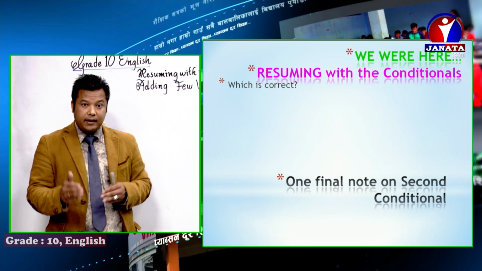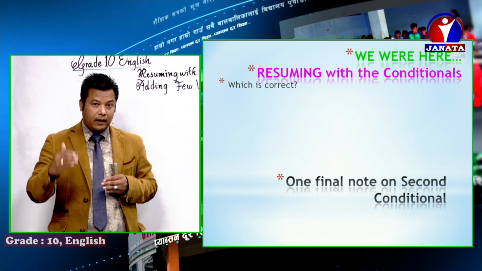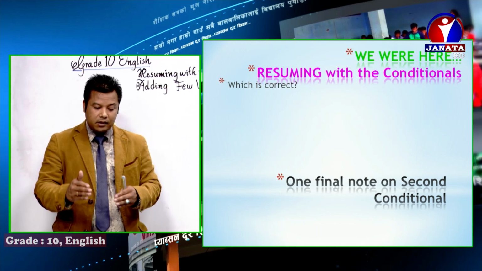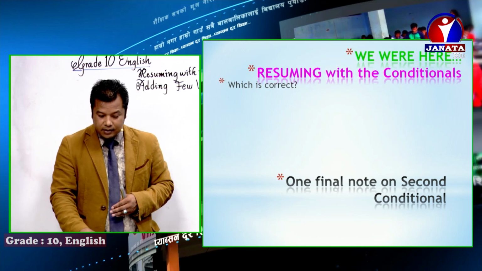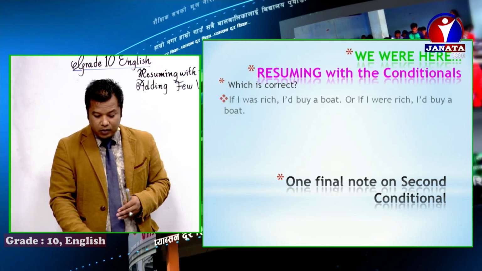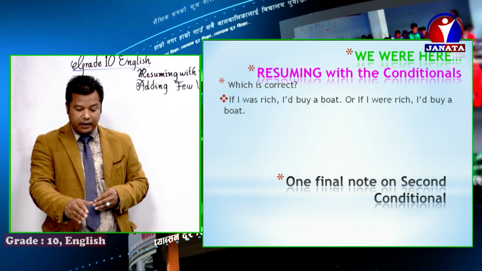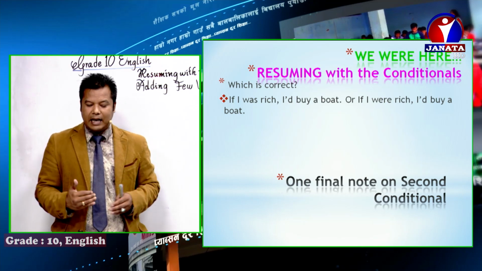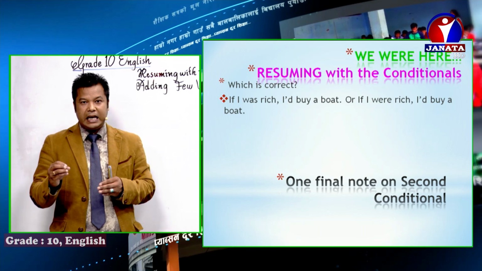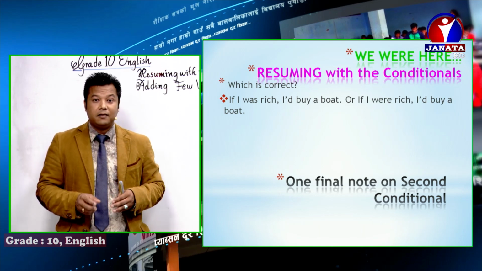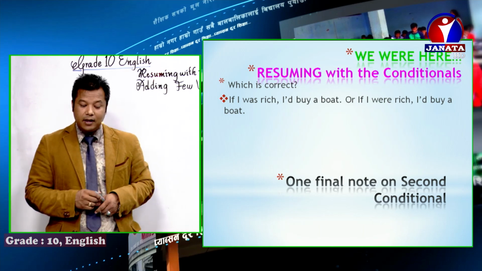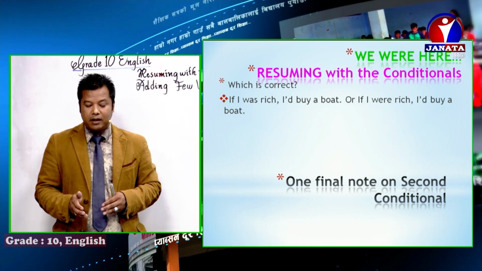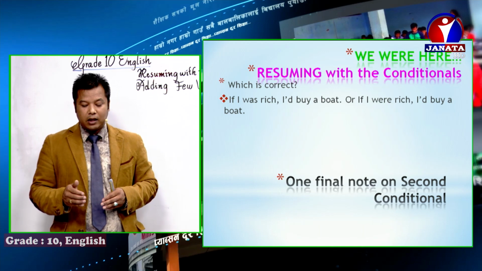Now, basically, in today's class, I'll talk about some interesting things about the conditional. This is the first case. Let's see which is correct. Look at your screen. You've got two sentences. It's actually the same sentence, but there is a change. What is that change? You must have identified that the change is, of course, the to-be verb: was and were. If I was rich, I would buy a boat, or if I were rich, I would buy a boat.